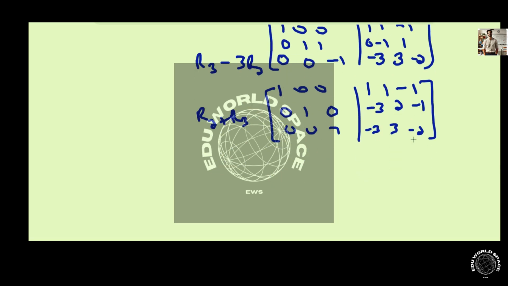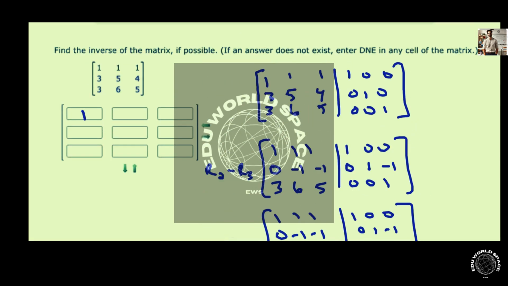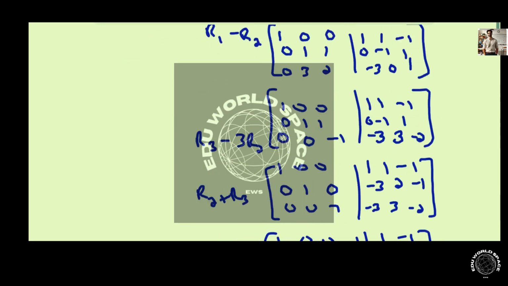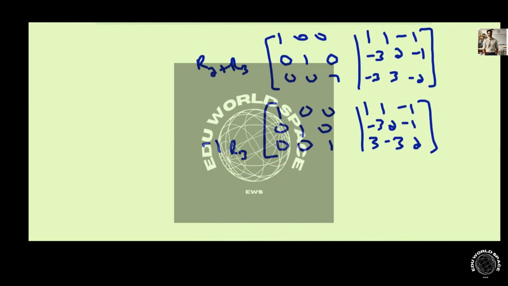And now we can change the sign of the third row: 0, 0, 1, 3, -3, 2. And now that we have the identity matrix on the left, the right is the inverse. So the inverse is 1, 1, negative 1; negative 3, 2, negative 1; and 3, negative 3, 2.